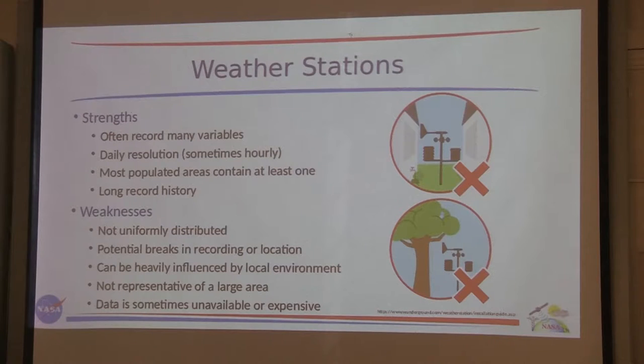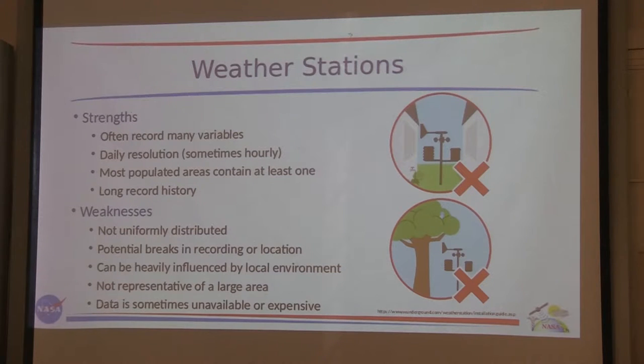Even then, there are potential breaks in the recordings. So oftentimes you can look at this data and you'll find that there's just a month missing for some reason, or maybe just a couple days missing, or maybe there's a 10-year period where it didn't exist, or they moved the weather station from one area to the other. And if you move that weather station from one area to the other, you're actually disturbing what kind of things it's measuring, especially if you're moving it up in altitude or lower in altitude.